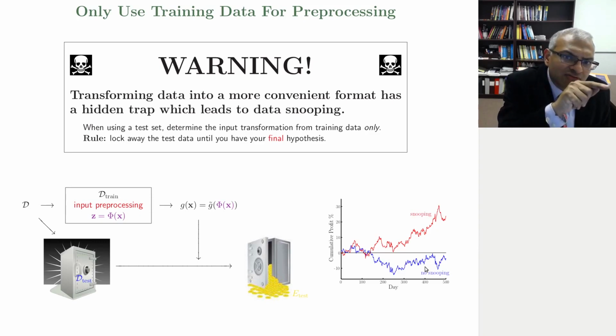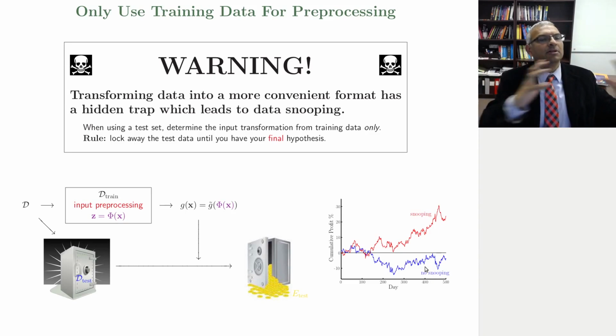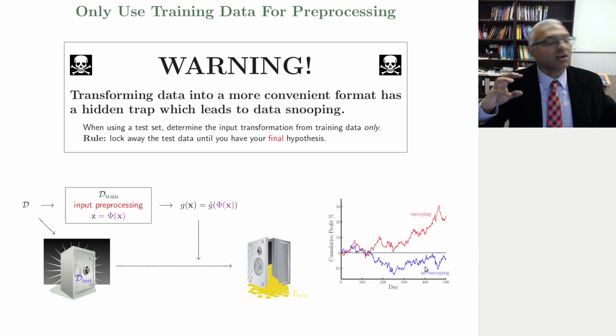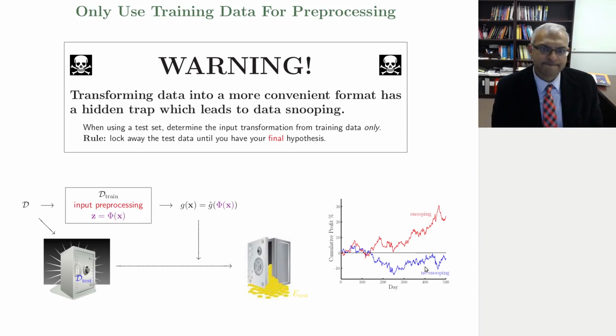Transforming data into a more convenient format has this hidden trap which leads to data snooping. Very often people do the normalizing and then say, oh, you know what, I need to have a test set. And many of you have already recognized on one of the assignments that we implemented this kind of data snooping. Many of you found this out, and many of you even corrected it. This is one of the most subtle forms of data snooping, when you do input pre-processing before you set aside your test set. Don't do it.